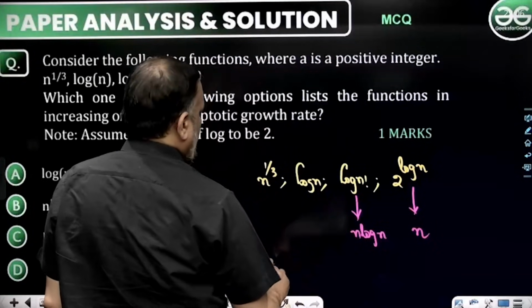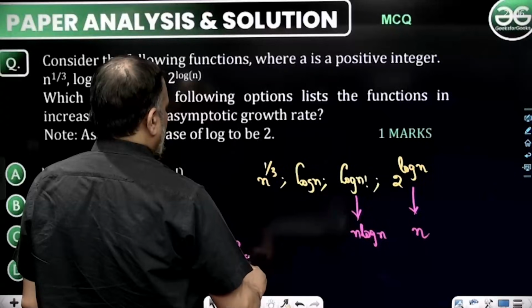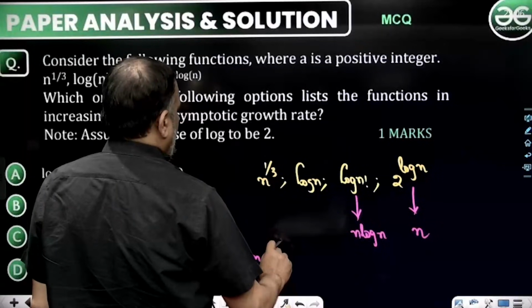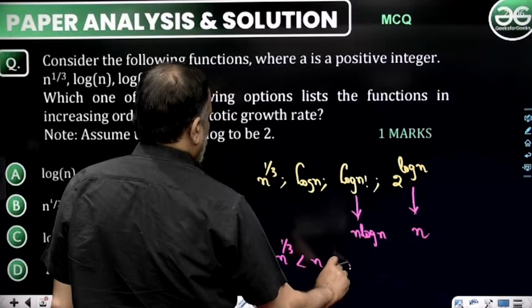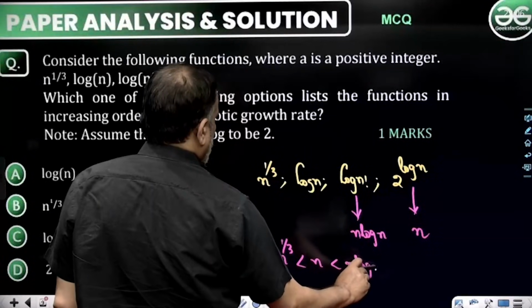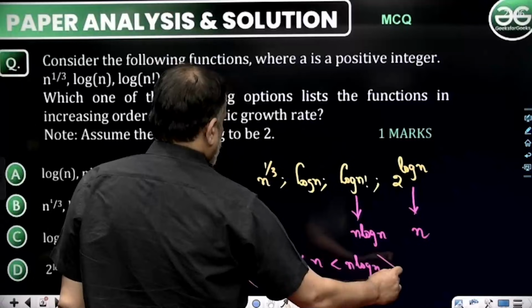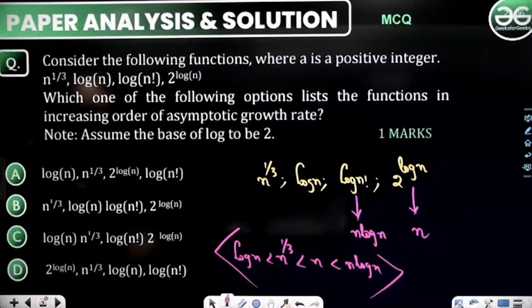So if you see the order of rate of growth, log n will have the least rate of growth, then n power 1/3, and n power 1/3 will be less than n, and n will be less than n log n. This is the correct asymptotic rate of growth, is it not? So naturally, option 1 matches with this. Therefore, the correct option is A.